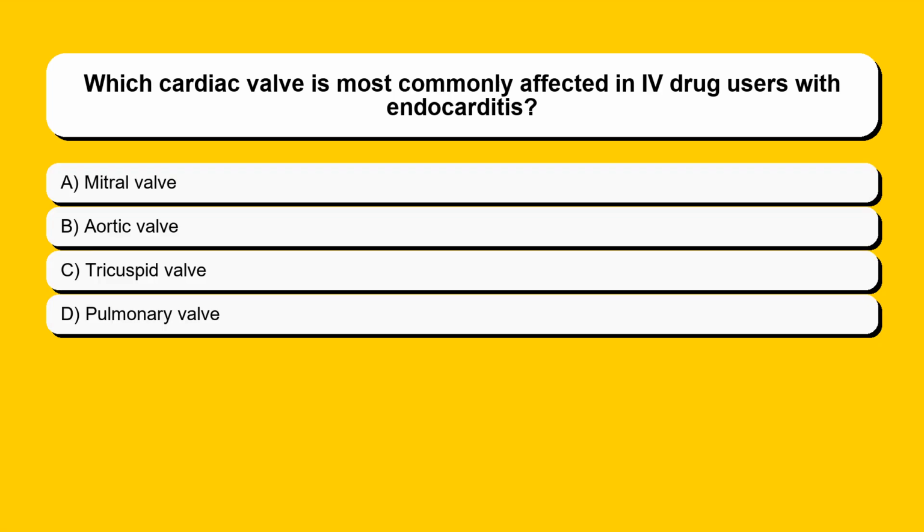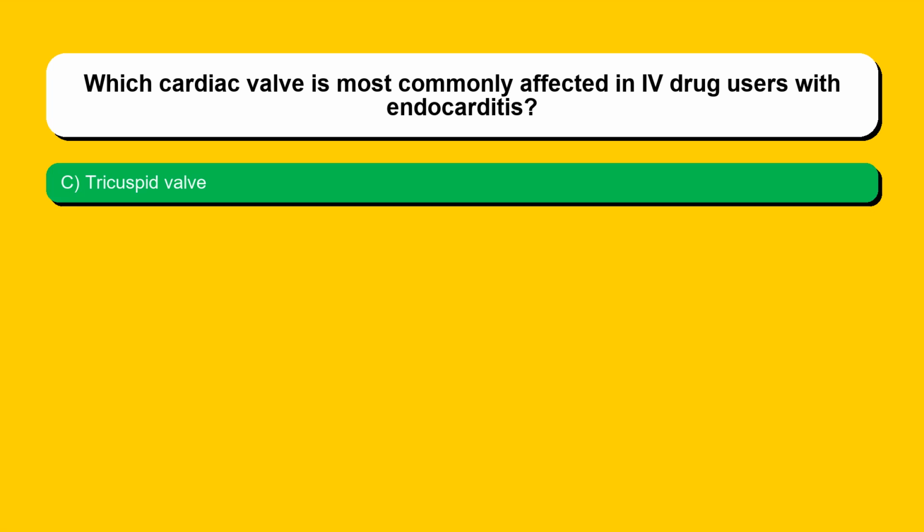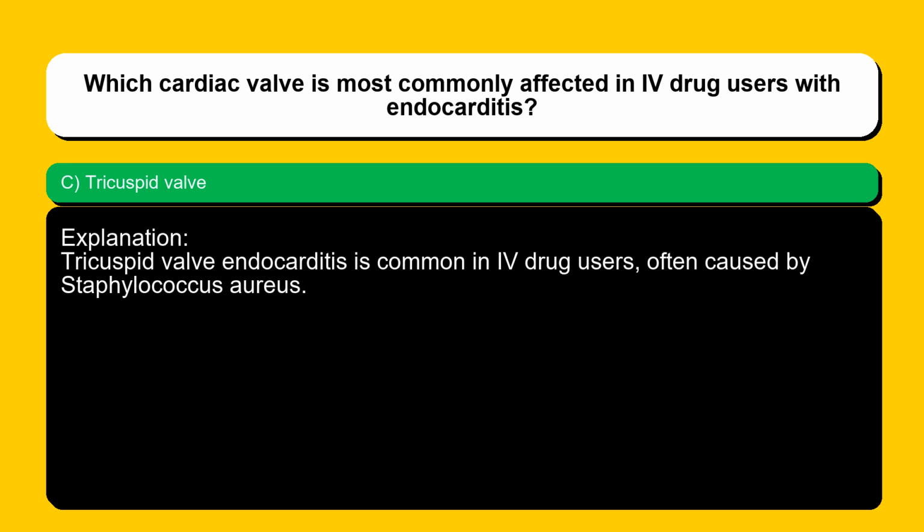Question 8. Which cardiac valve is most commonly affected in IV drug users with endocarditis? Option A, mitral valve. Option B, aortic valve. Option C, tricuspid valve. Option D, pulmonary valve. The correct answer is option C, tricuspid valve. Tricuspid valve endocarditis is common in IV drug users, often caused by Staphylococcus aureus.